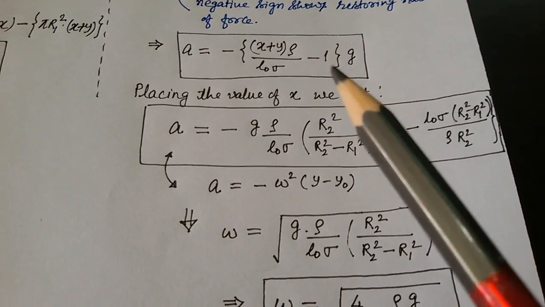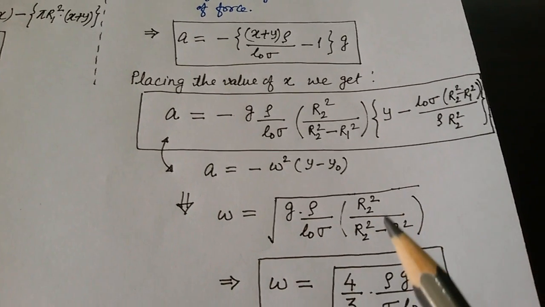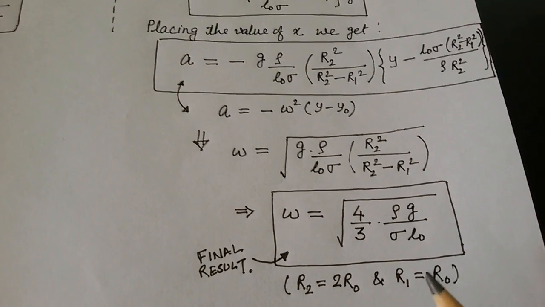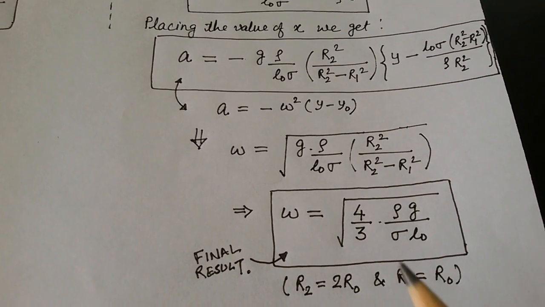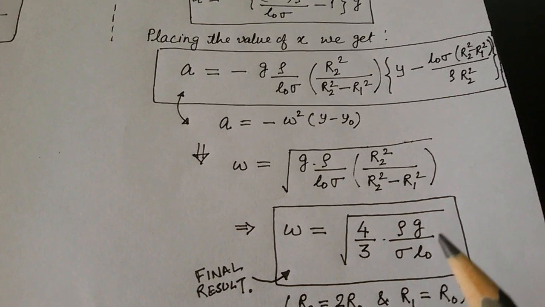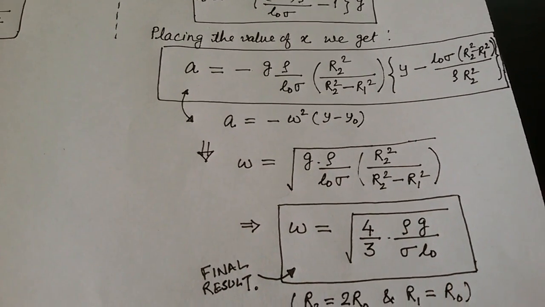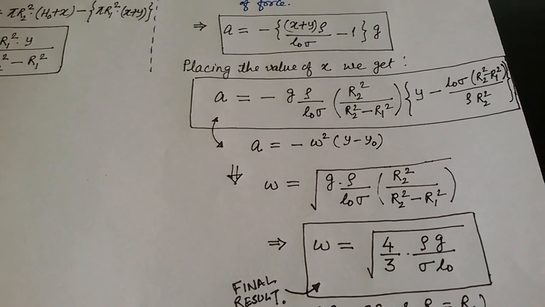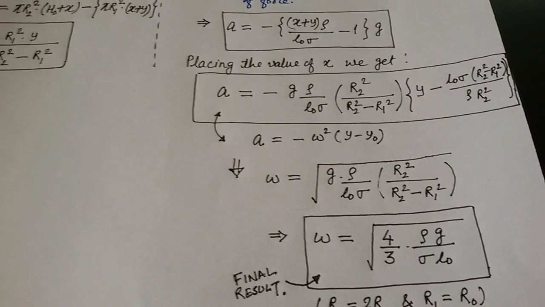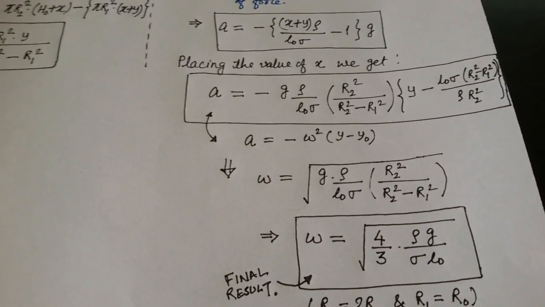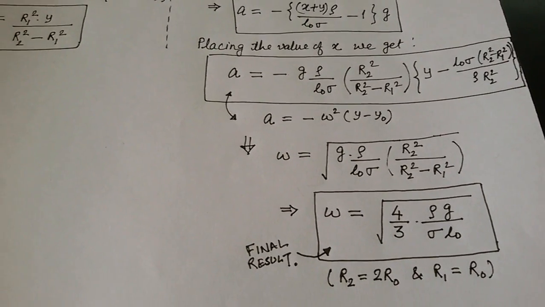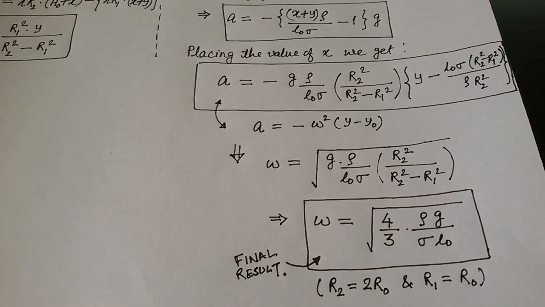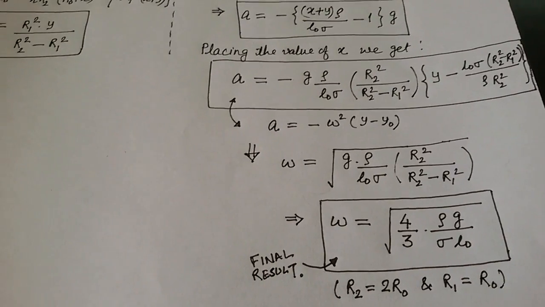So angular frequency is what? Under root of this term, with R2 and R1. What is R2? Twice of R0. What is R1? R0. Placing the value of R2 and R1, we are getting whole under root 4 by 3 rho g upon sigma L0. Dear students, in the objective type section, if they give choices, one choice is this, the other choice is under root rho g upon sigma L0, then the accurate value would be under root 4 by 3 rho g upon sigma L0. Do take care of it, right?